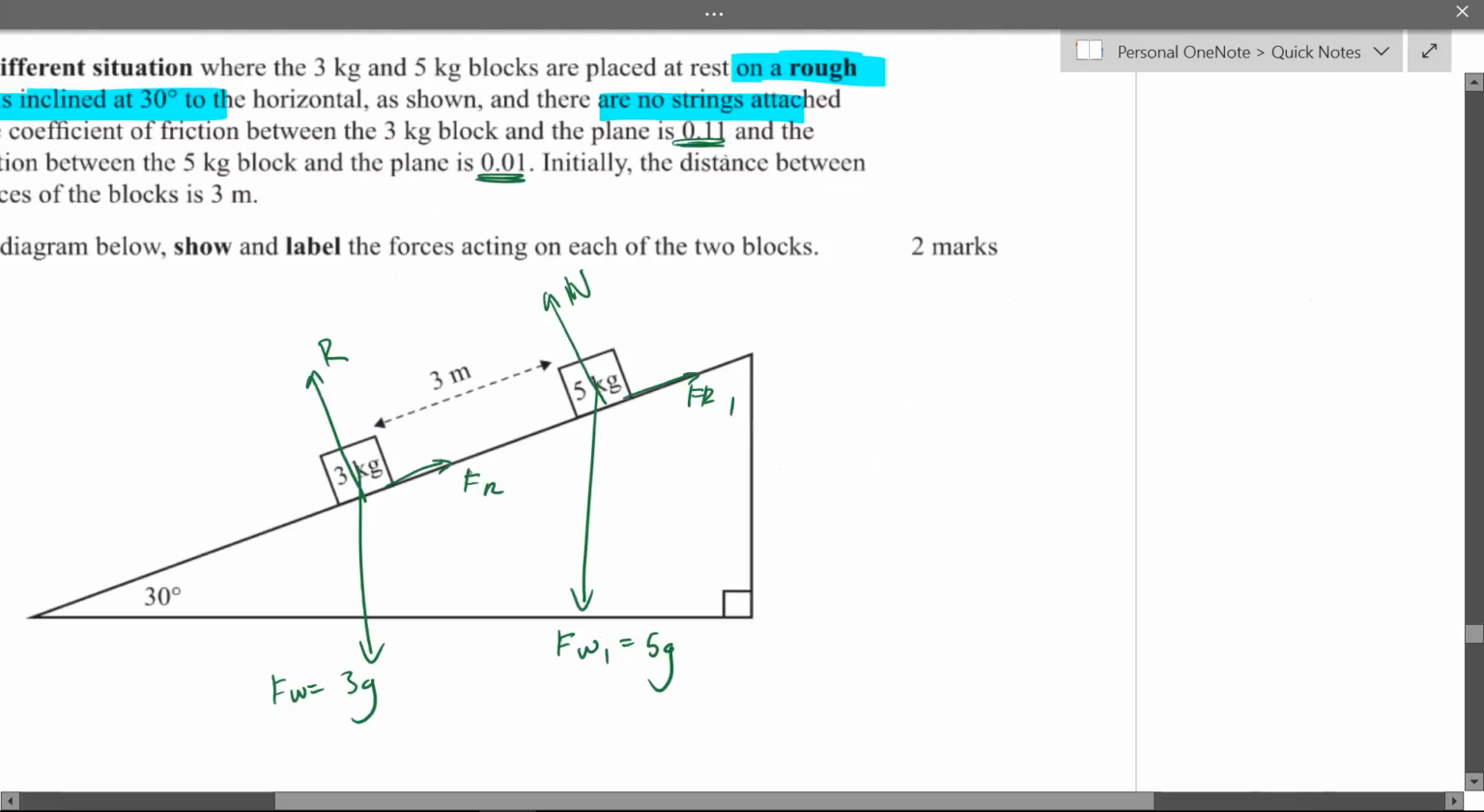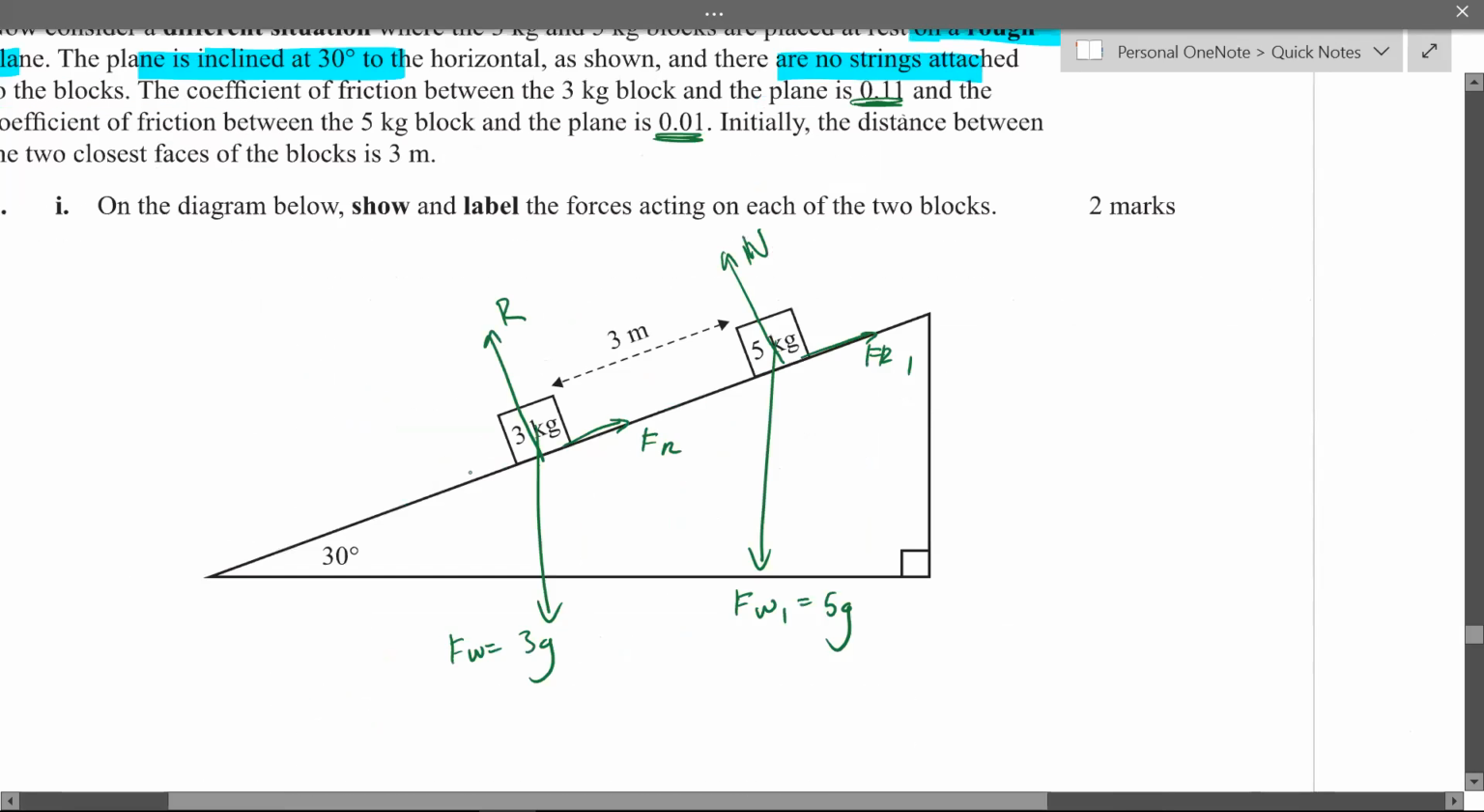this is 30 degrees. So they would have the weight force part that's parallel to the surface. That would be 3g sine theta. Theta is actually 30, so it's pretty much just 1.5g. And same for this one. But the friction force would be 0.